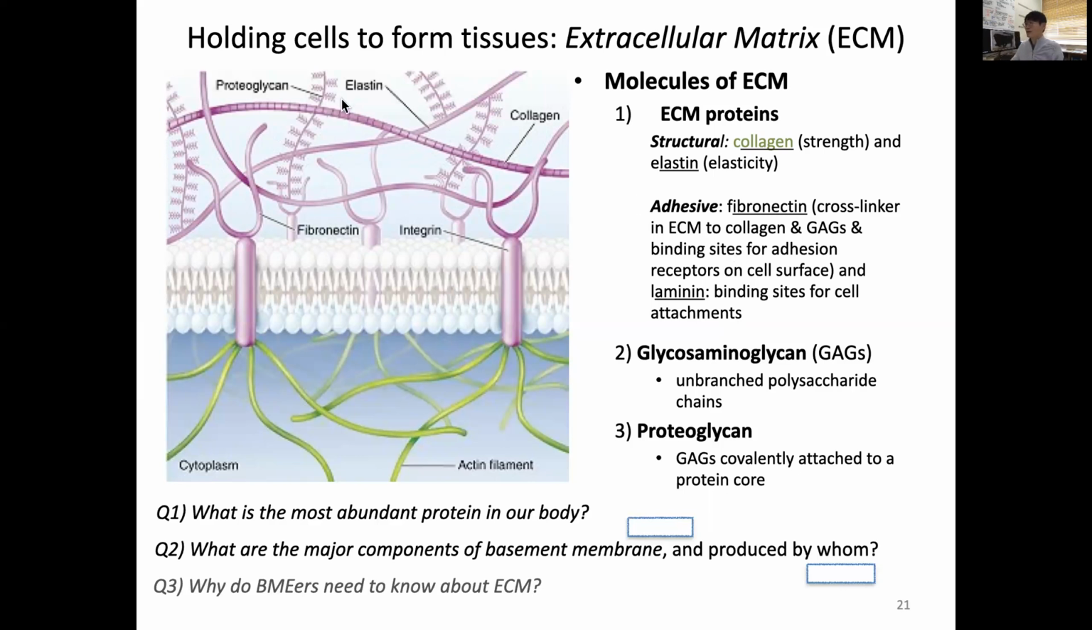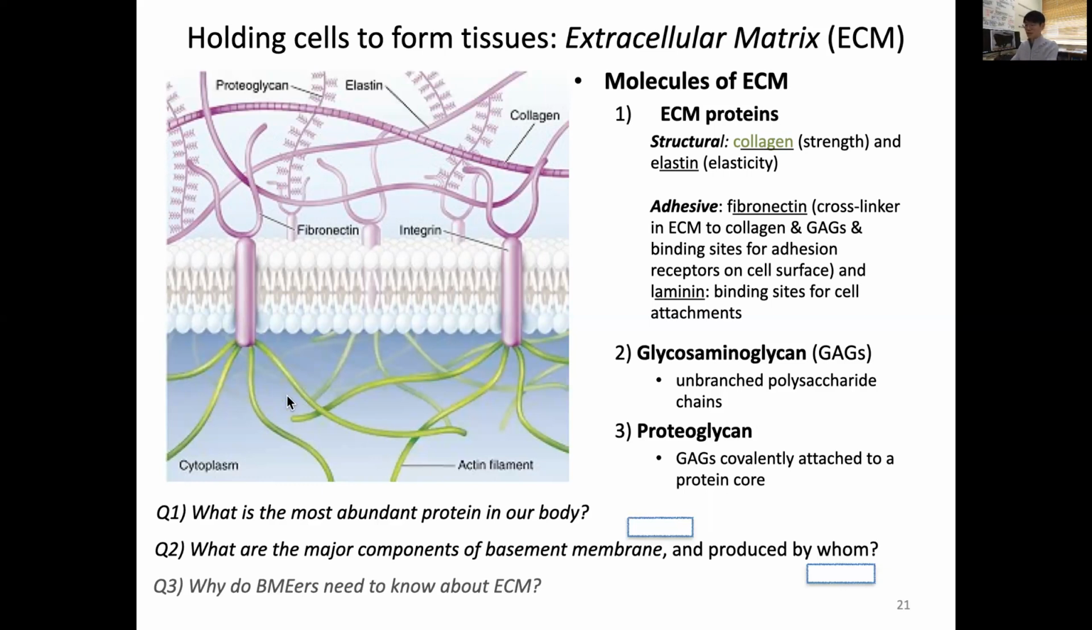And inside this matrix, there are many glycosaminoglycans, or GAGs, which are unbranched polysaccharide chains. And you may remember this as a food supplement for those who suffer from joint pain, hoping that this glycosaminoglycan can be more abundant or reproduce your cartilage. And proteoglycan is when these GAGs are covalently attached to a protein core. So look at this. These are GAGs and these are proteoglycans.